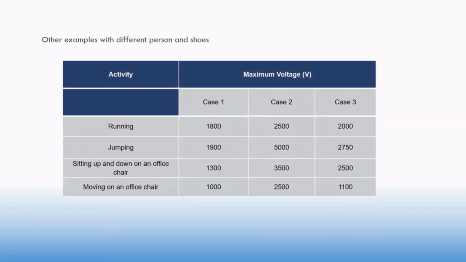We have made some other experiments like running, jumping, or sitting up and down and moving on an office chair, obtaining voltages between 1 and 5 kilovolts, as we can see in the table.